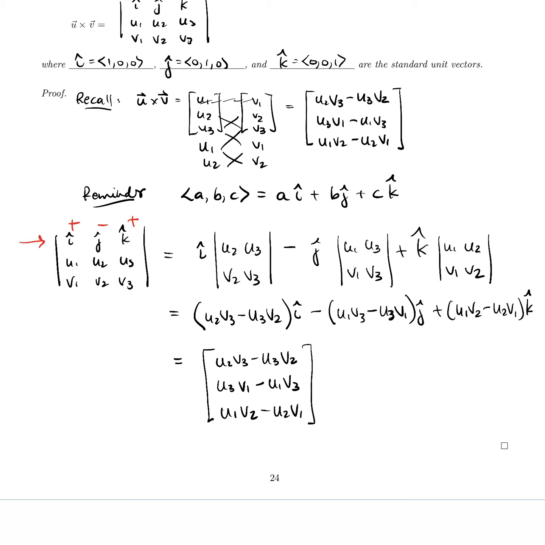And if we look, that is exactly the same vector that we got out of the cross product, and so the determinant of this strange matrix, which mixes i, j and k hat with the components of u and v, is indeed equal to the cross product.